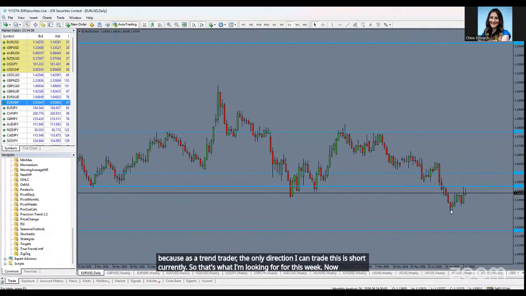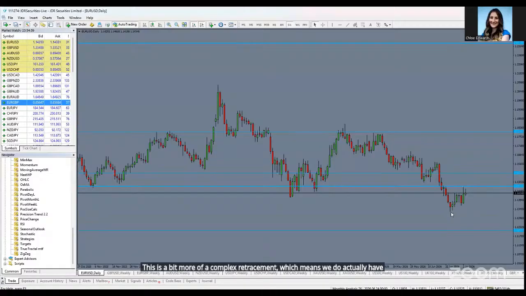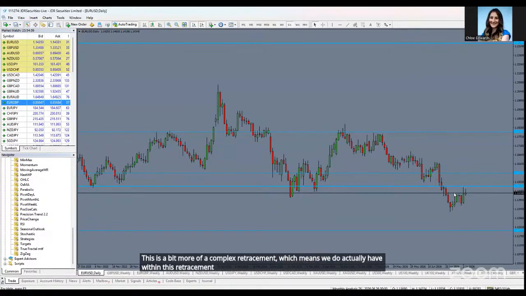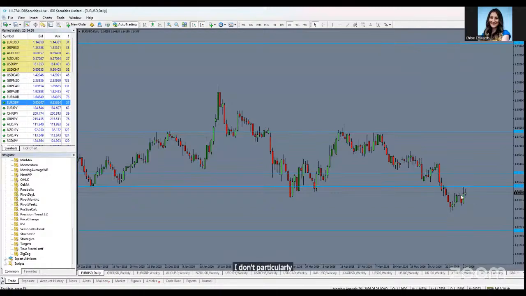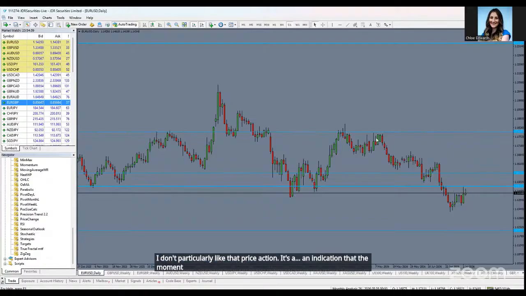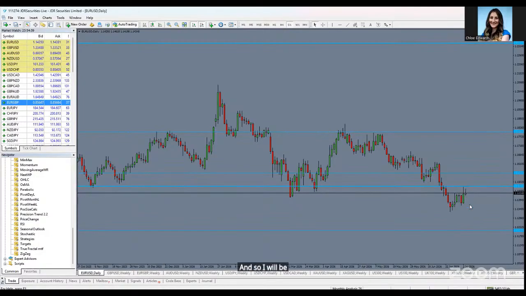Now, the one thing that does concern me a little bit is that on this daily time frame, this is a bit more of a complex retracement, which means within this retracement we do actually have a higher low here and a higher high. I don't particularly like that price action. It's an indication that the momentum of this downward move could be coming to an end. Having said that, the horizontal level is strong, and so I will be looking out for a return to the downtrend here.